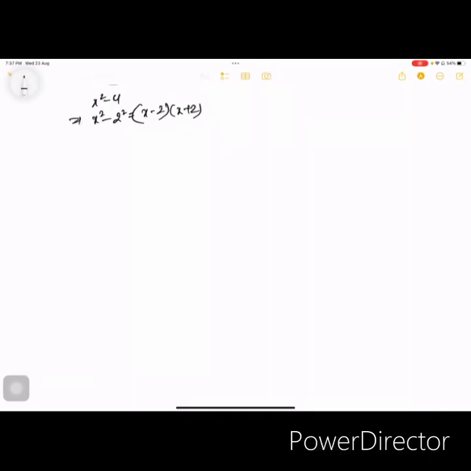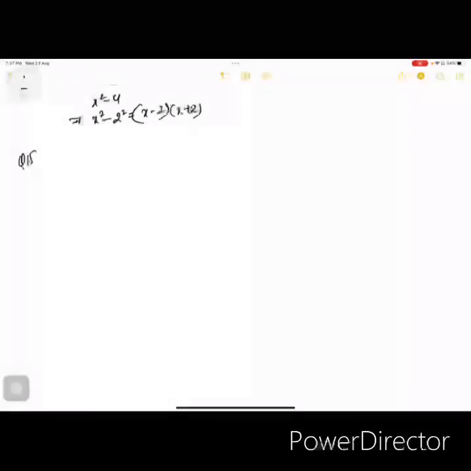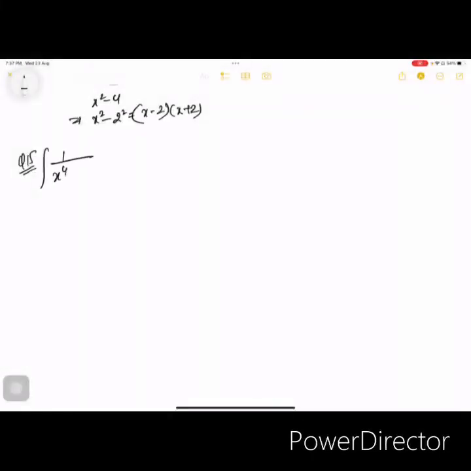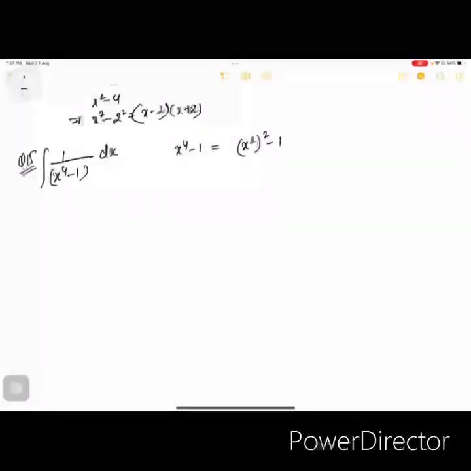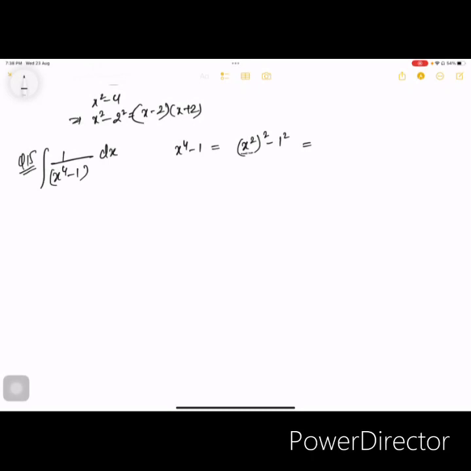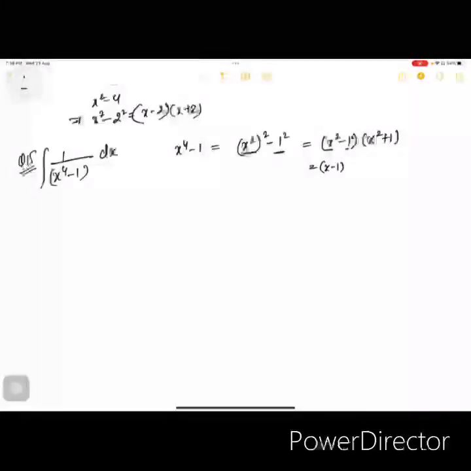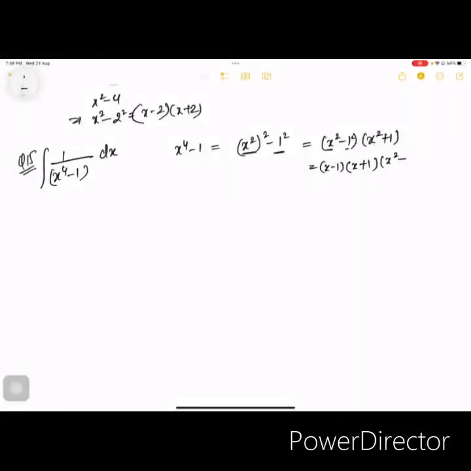Now question number, let me check. Yes, question number 15. It is simply x raised to power 4 minus 1. x raised to power 4 minus 1 can be rewritten as (x square) square minus 1 square. A square minus b square will become (a minus b)(a plus b). Again, x square minus 1 square. It will be (x minus 1)(x plus 1)(x square plus 1).